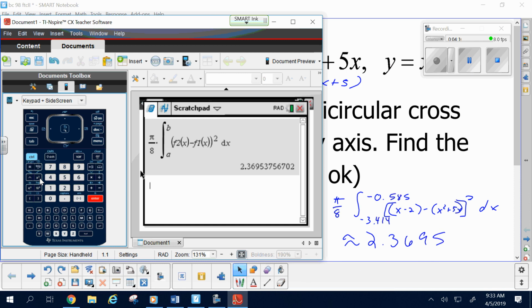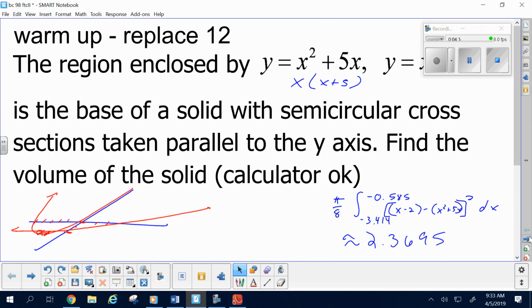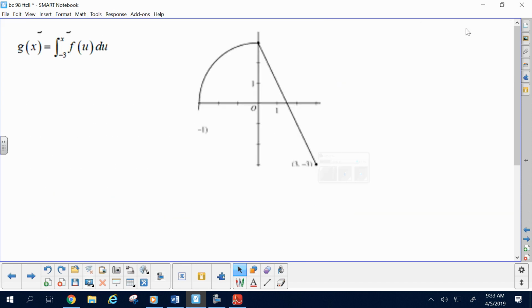Okay, here we go then. Today's lesson. Okay, the fundamental theorem of calculus is the idea that integrating a rate of change gives you an amount of change.